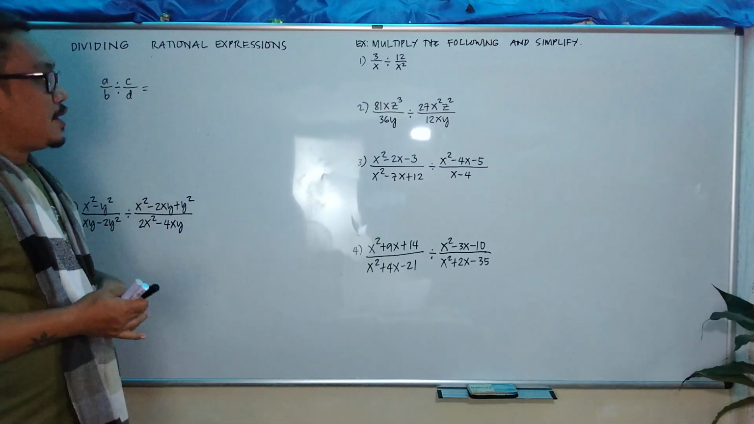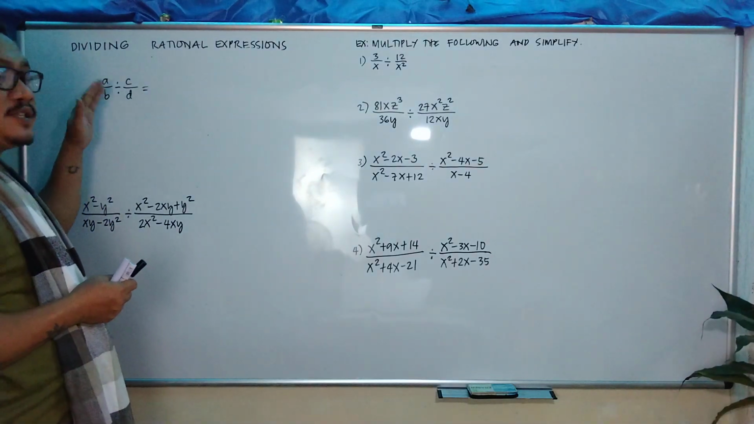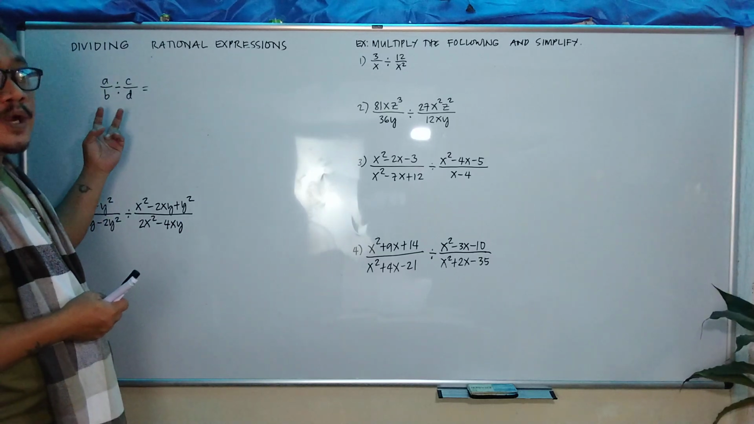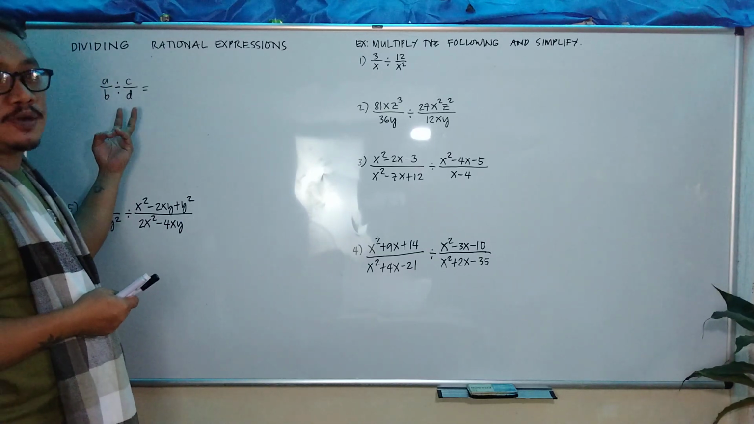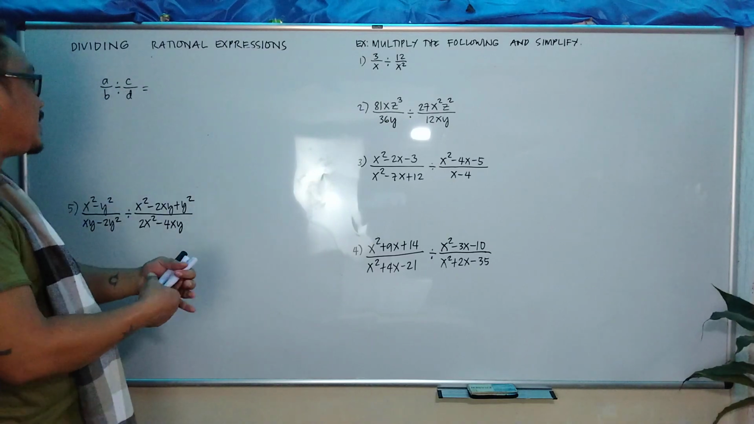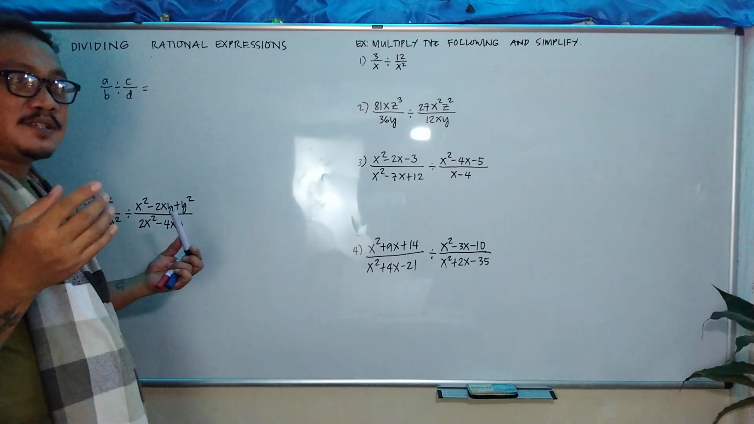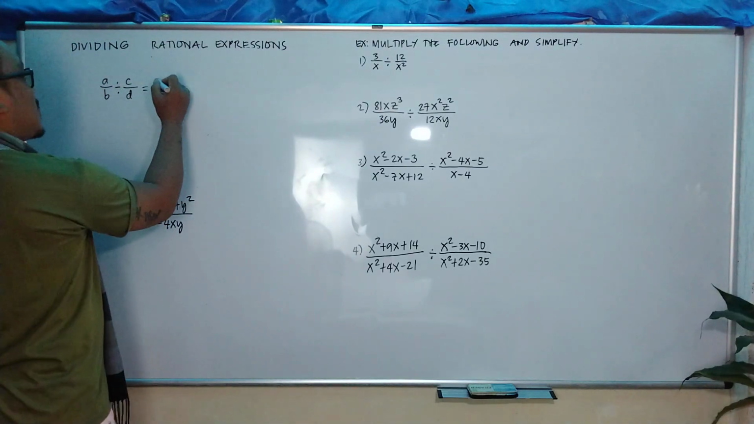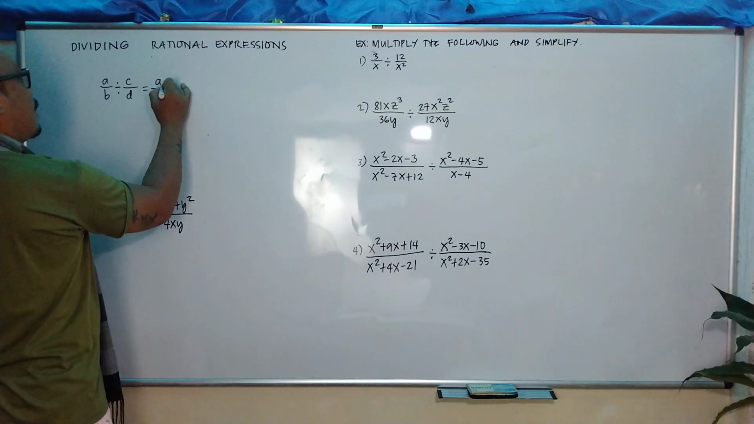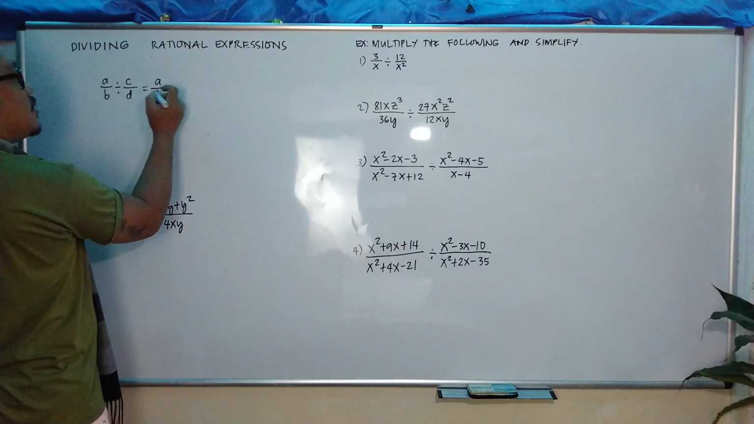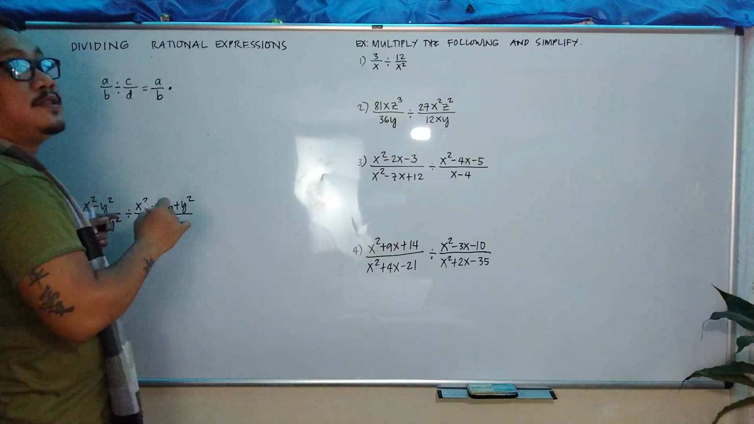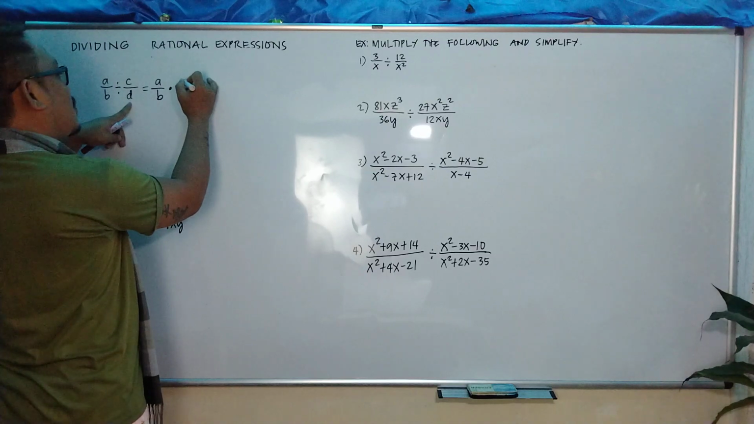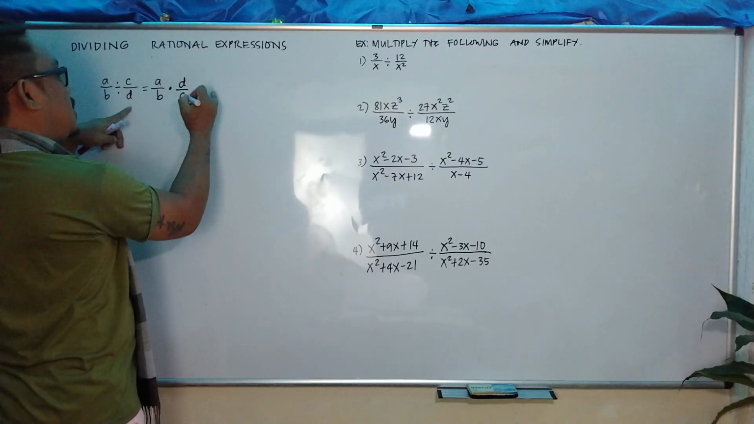Suppose we have this expression, A over B divided by C over D, wherein B and D must not be equal to 0. So how do we divide this? It's just the same as what we learned in elementary when we divide fractions, right? We just copy the first fraction, A over B. Then instead of division, it becomes multiplication. Then we take the reciprocal of the second fraction, so you have D over C.